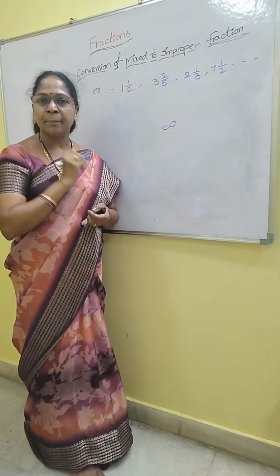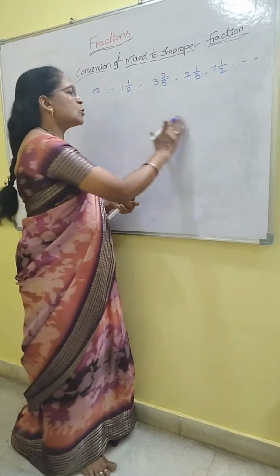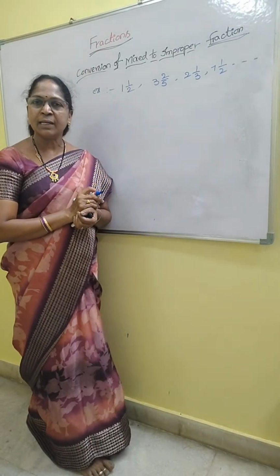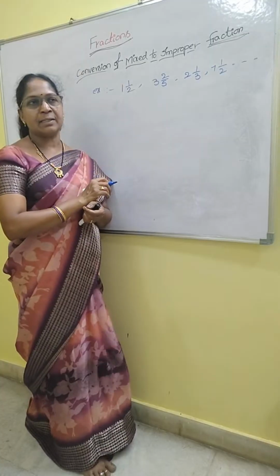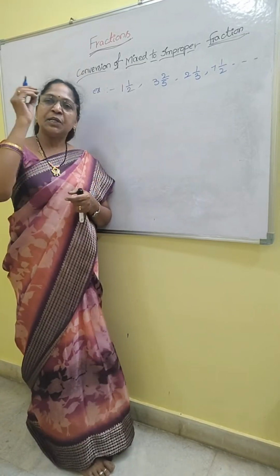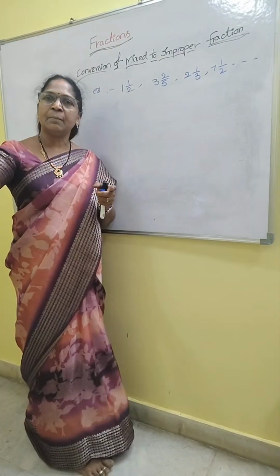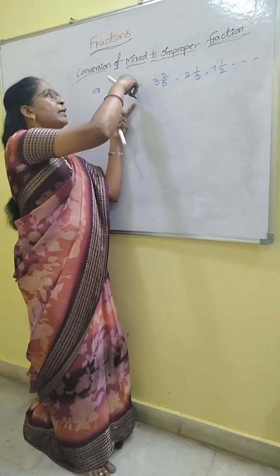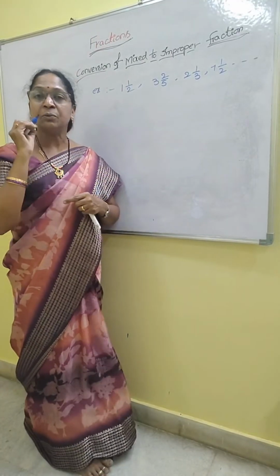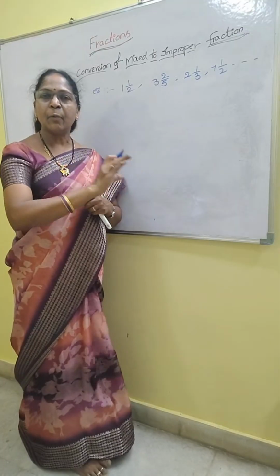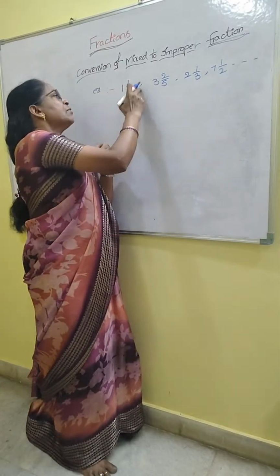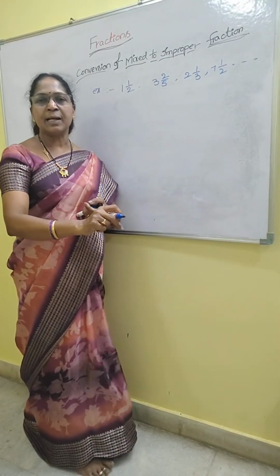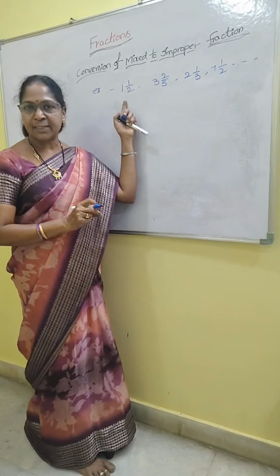So here 1 1 by 2, 1 is a whole number but 1 by 2 is a fraction. That is a proper fraction. Whole numbers are nothing but 0 with the natural numbers, all numbers from 0 together are called whole numbers. Proper fraction means numerator value is less than the denominator. Those fractions we call proper fractions. The combination of a whole number and a proper fraction we call a mixed fraction.